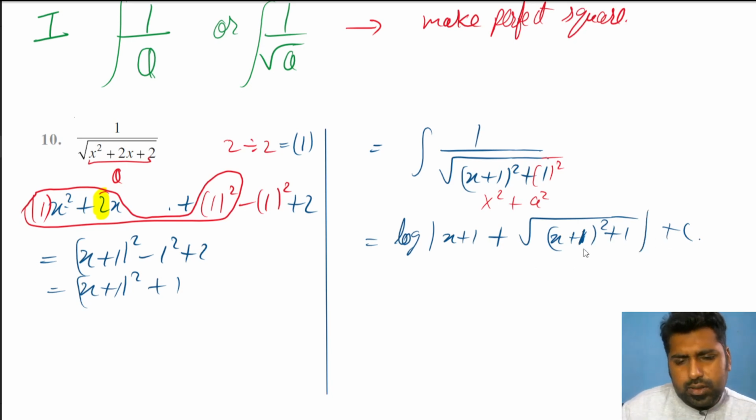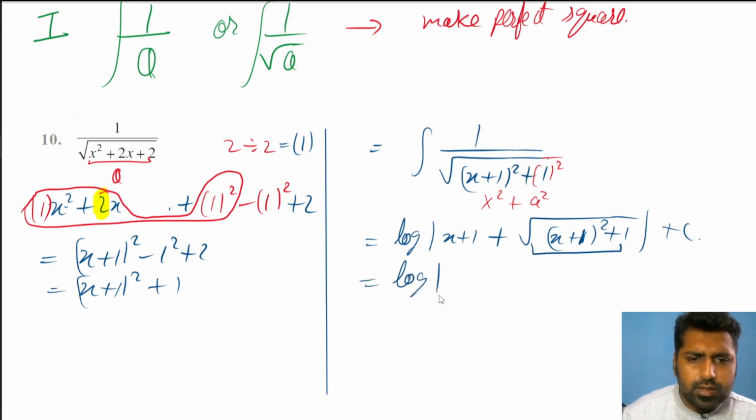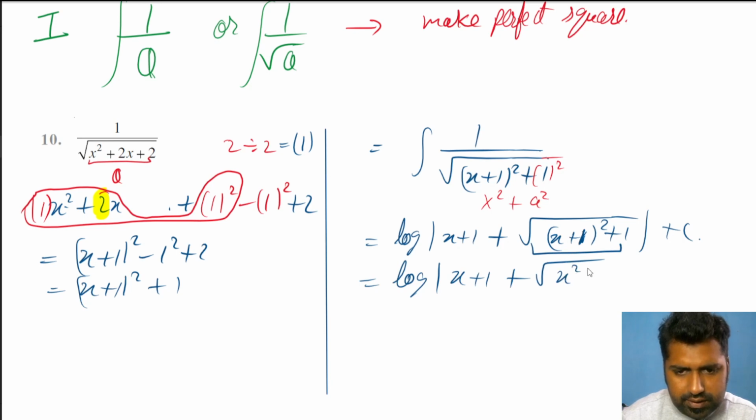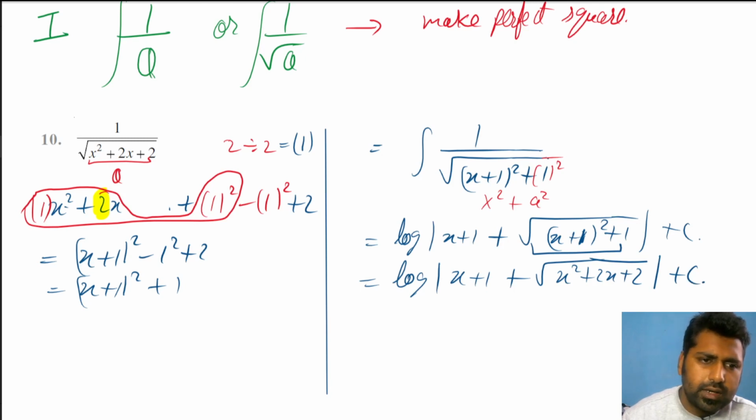Further, if you look at the answers, this will be further solved down if you open it. But literally you don't have to open it, because you know where this came from. This was actually x square plus 2x plus 2. So this is nothing but again x square plus 2x plus 2. So no need to solve this again: log of x plus 1 plus square root of x square plus 2x plus 2, in the mod, plus c. This is the answer of this question.